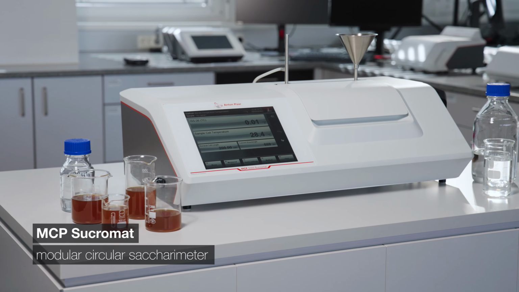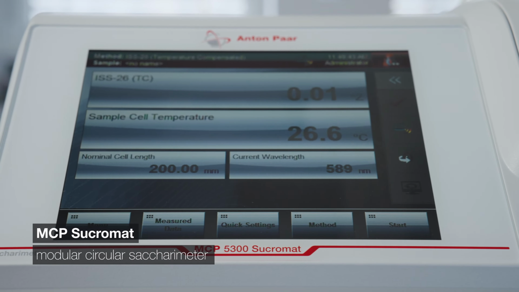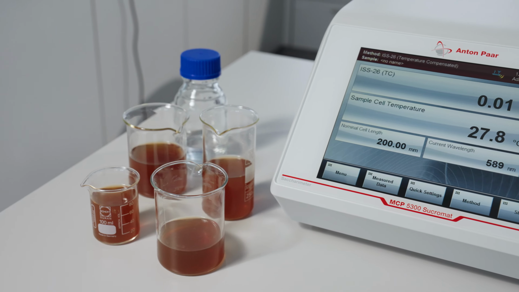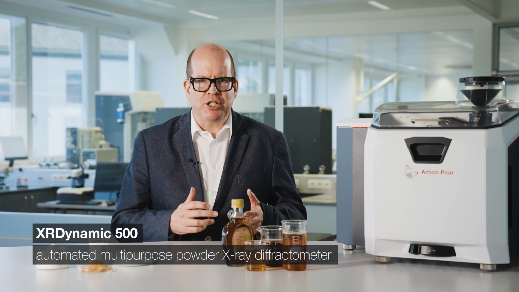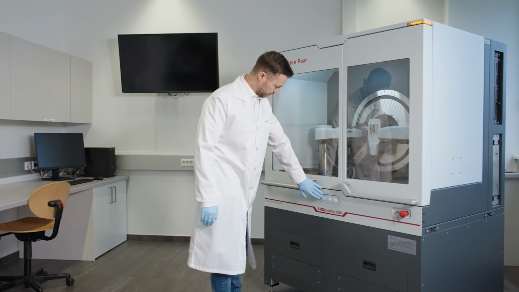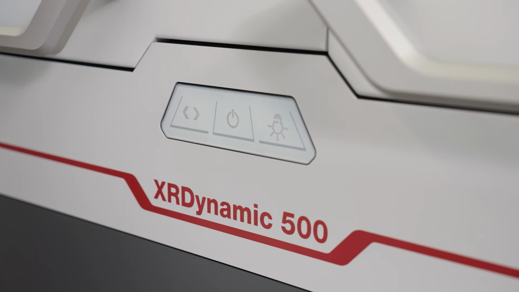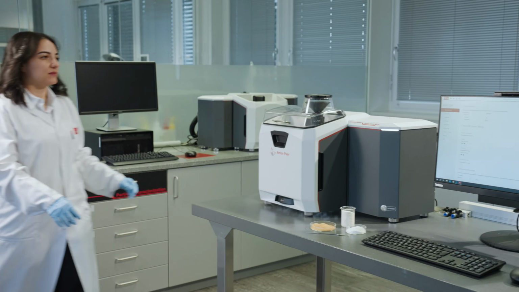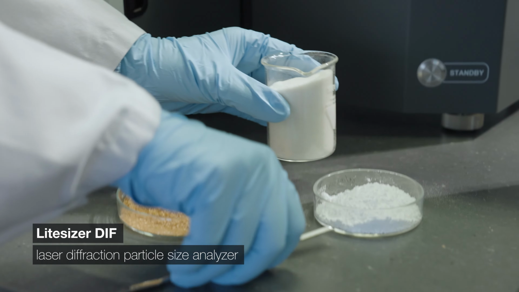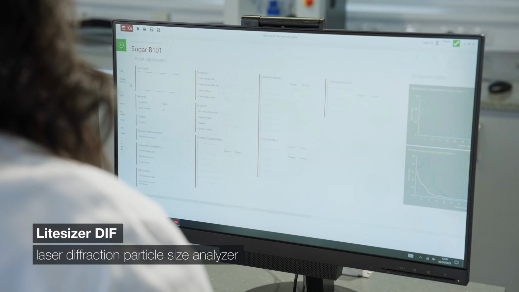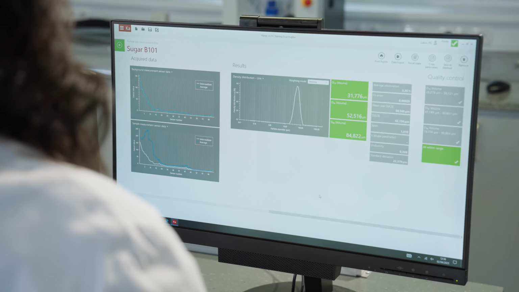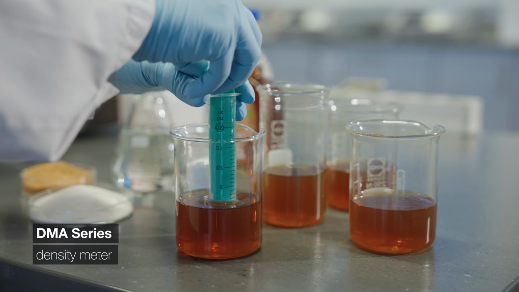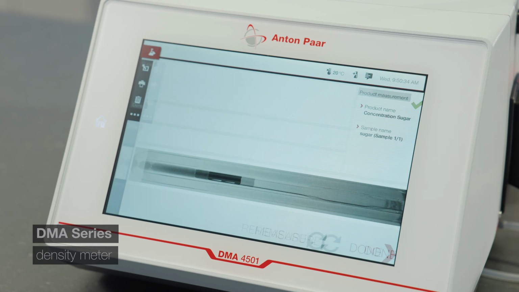In sugar confectionery production, the MCP Sucromat modular circular saccharometer monitors the quality of the raw materials: cane sugar, beet sugar, and high fructose corn syrup. XRD Dynamic 500 measures the crystallinity of sugars, which affects the macroscopic properties such as texture or mouthfeel of the food products. The Lightsizer DIF 500 particle size analyzer measures particle size to optimize flowability, dissolution and mixing, as well as powder uniformity. The DMA density meter measures the density of liquid ingredients such as syrup and juice.